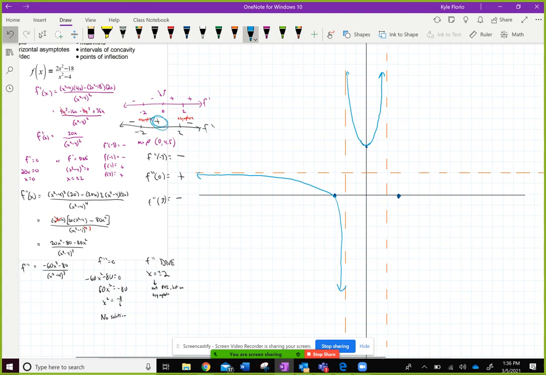Stay positive. All right, and then what happens from 2 to infinity? It's going to stay concave down, but it's increasing. So to be concave down and increasing, it's got to look like that. So it's going to have to respect those asymptotes, respect the x-intercept, and look something like that.